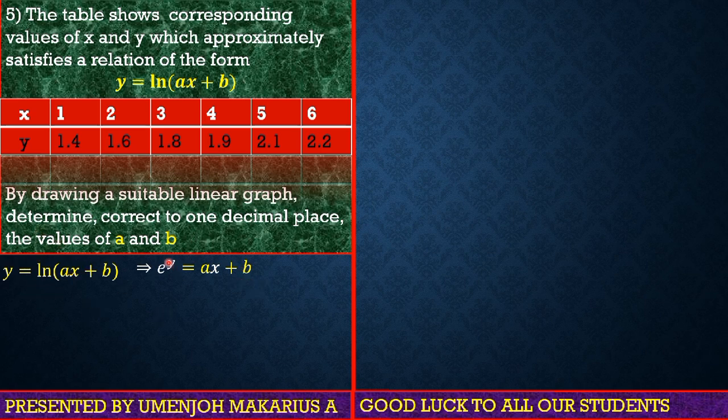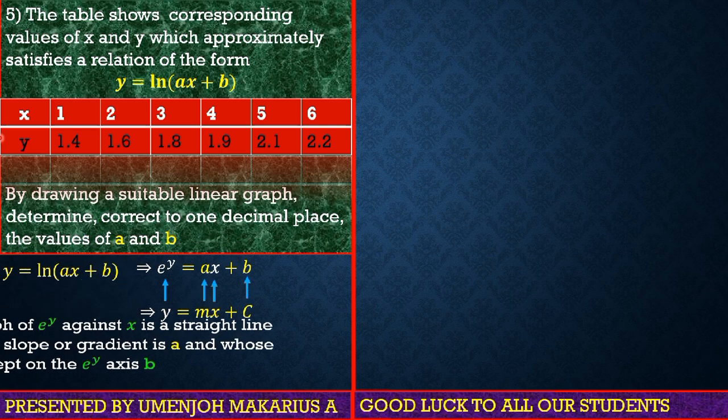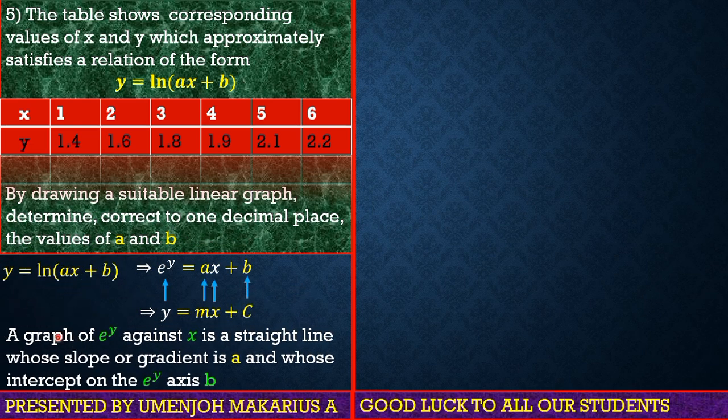Now, guys, this equation is already of that form, right? It respects the equation y equals mx plus c, where in this case our y is e raised to the power y, our m is a, our x remains x, and our c becomes b. So we need to make a table of values for e raised to the power y. We can therefore say that a graph of e raised to the power y against x is a straight line whose slope or gradient is a and whose intercept on the e raised to the power y axis is b.